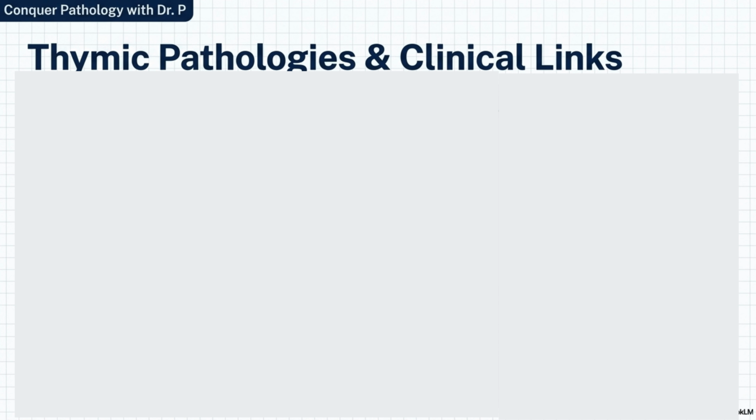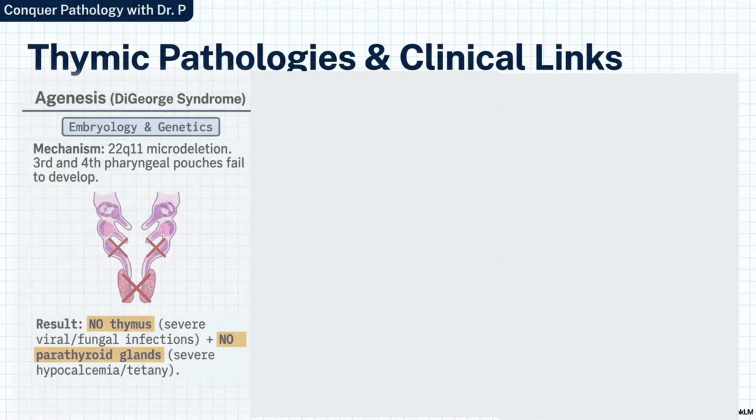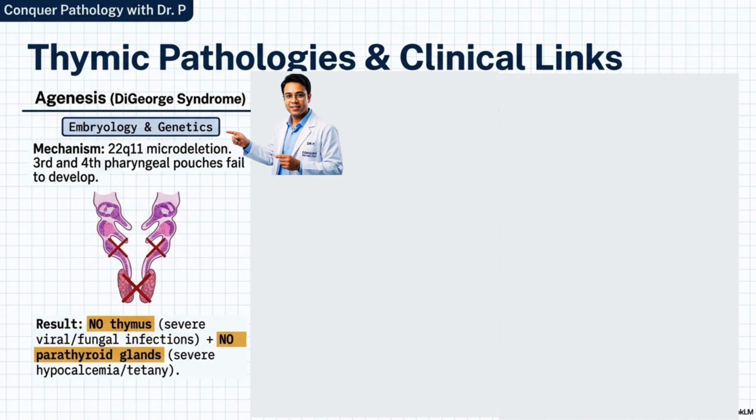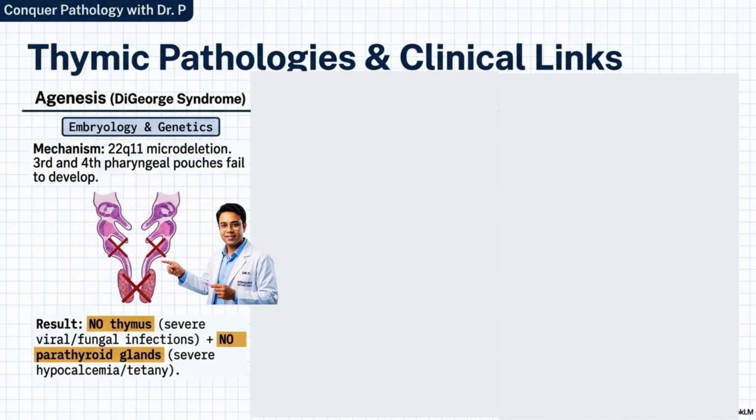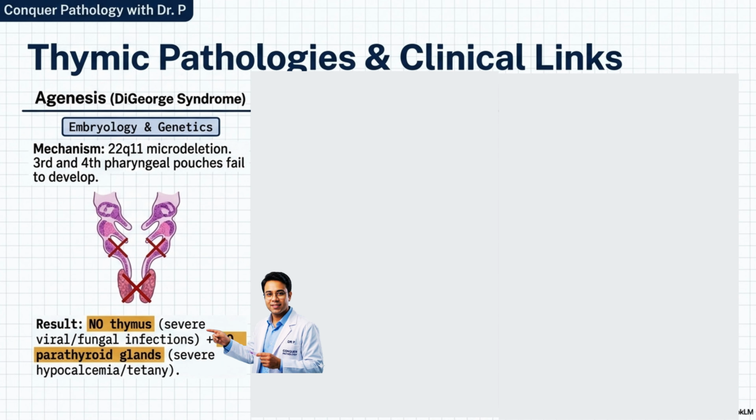Let's review thymic pathologies and clinical links. Agenesis, such as DiGeorge syndrome, stems from embryology and genetics with a 22q11 microdeletion. The third and fourth pharyngeal pouches fail to develop. The result is no thymus, leading to severe viral and fungal infections, and no parathyroid glands, leading to severe hypocalcemia and tetany.